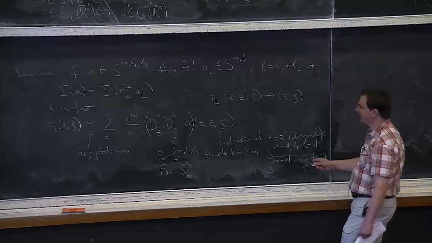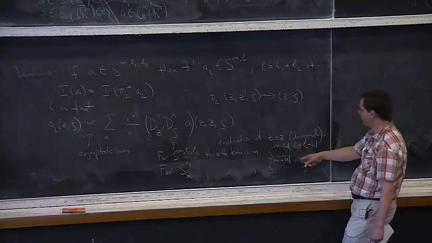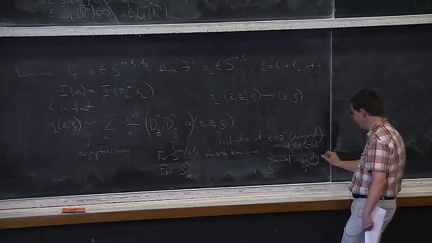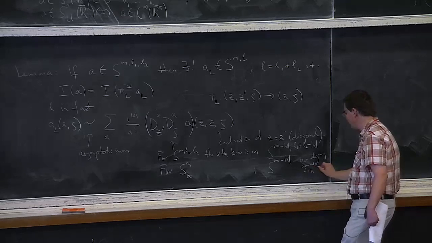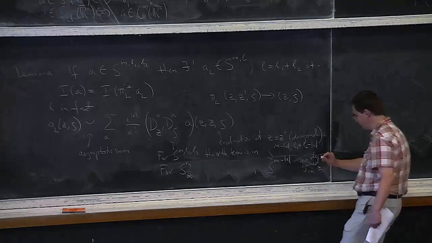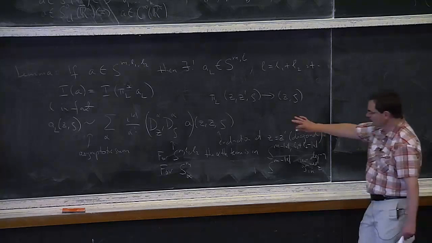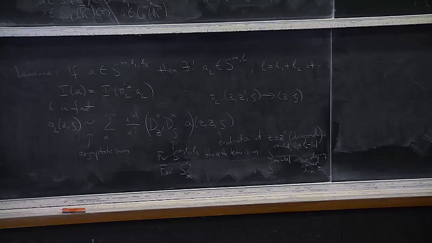I mean, even if I add, I can't remember whether I allowed or not having a growth in z or z prime. I could have allowed that. So no decay gained in z prime, or in the z variable. Okay, so that's the basic lemma that goes into proving this theorem.